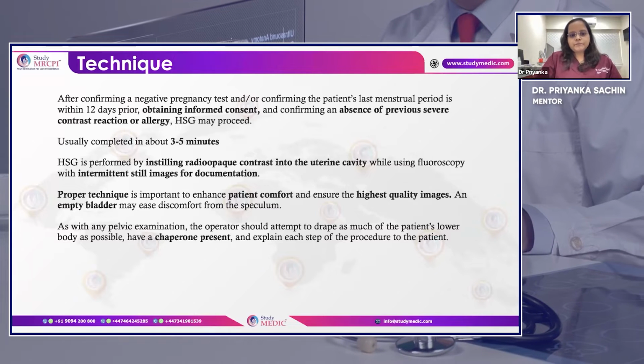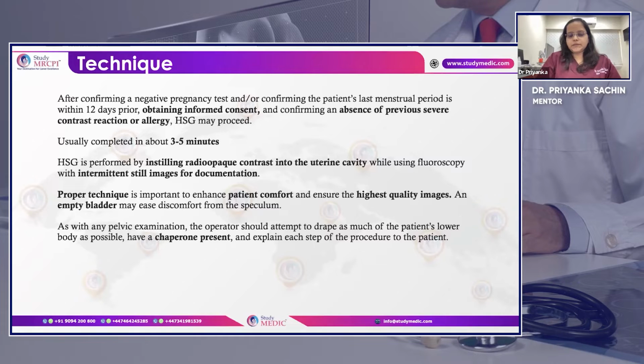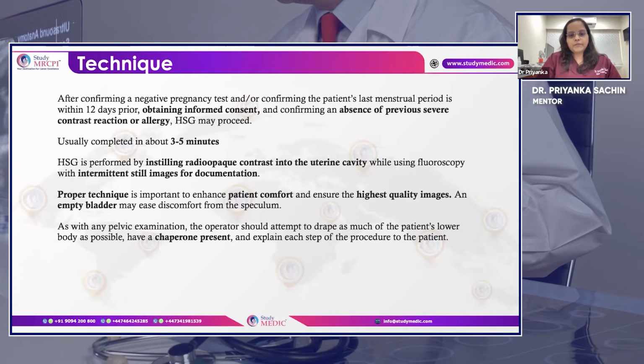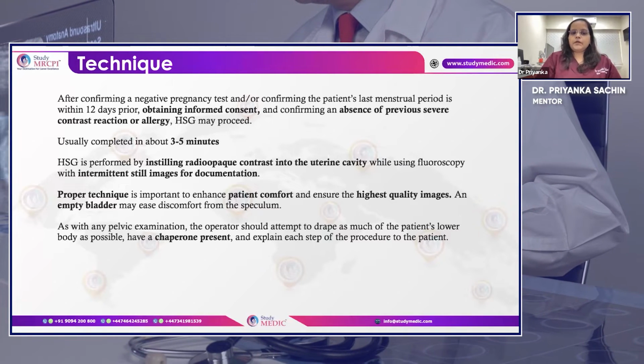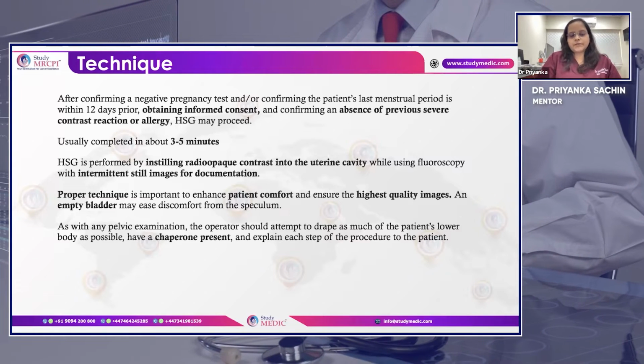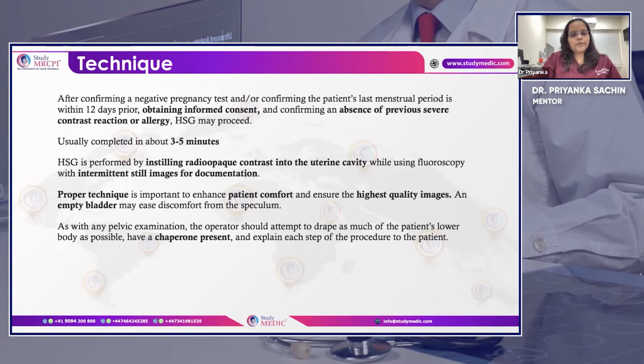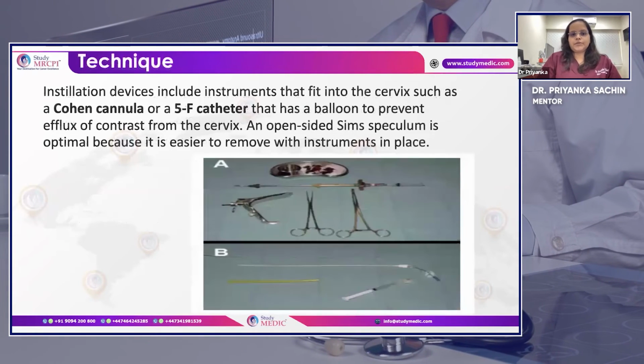So what should be done? Before the procedure, a pelvic examination should be done, the patient's consent should be taken, and the bladder should be emptied. The patient should be draped properly, privacy should be maintained, and it is usually done in the presence of a chaperone. That is a must. The procedure should also be explained verbally to the patient.